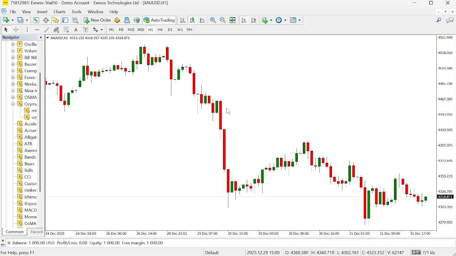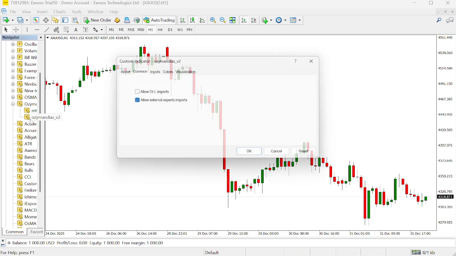The Ozymandias indicator is a trend and entry tool for MT4 and MT5 that combines trend direction and momentum strength to mark high probability zones on the chart. It is intended to smooth out noisy price action so traders can focus on clearer directional moves rather than reacting to every minor fluctuation. At this point, I'll load the indicator on the chart so you can see how it looks in real time.